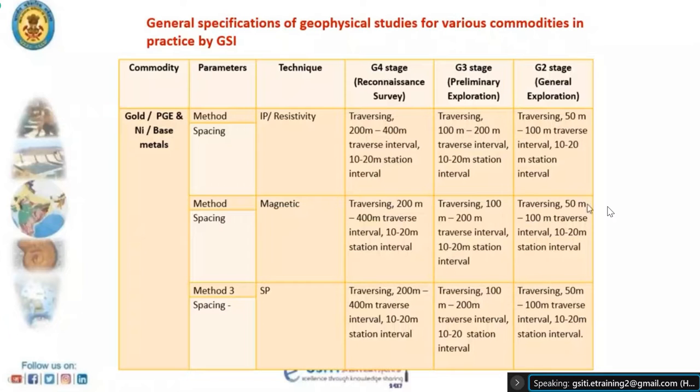So if you see here, we have the geophysical processes and the different methods: resistivity, magnetic, and self potential. If you see here in G4, the spacing is hardly 200 or 400. Later, followed by G3, it decreases. It becomes 100 to 200, and much less in the G2 stage. So you can understand how it follows.